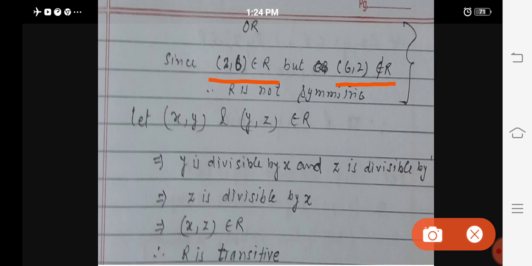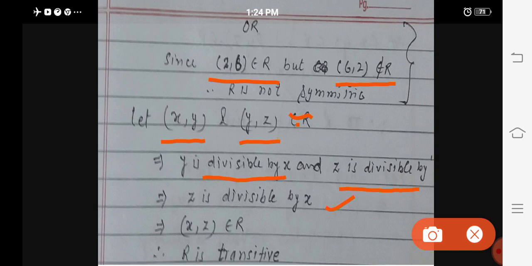Here we will try to show whether the relation is transitive or not. We have taken two ordered pairs (x, y) and (y, z) belonging to R. (x, y) belongs to R means y is divisible by x according to the condition of the relation, and (y, z) belongs to R means z is divisible by y. So y is divisible by x and z is divisible by y. From here we can easily conclude that z is also divisible by x, which means what?